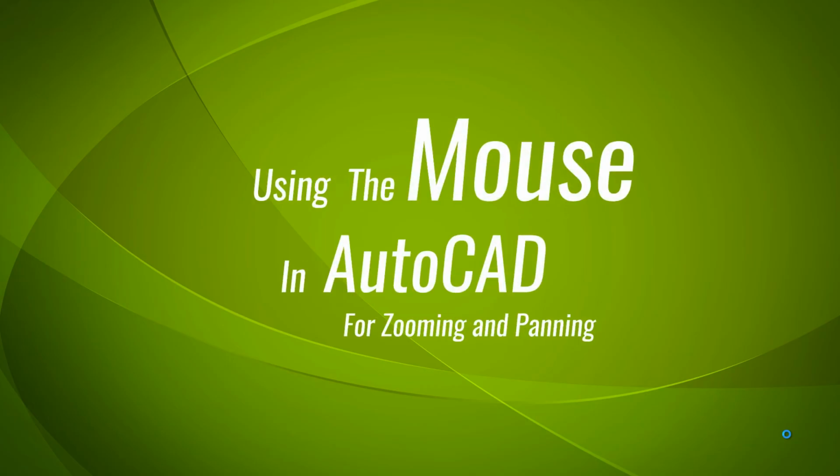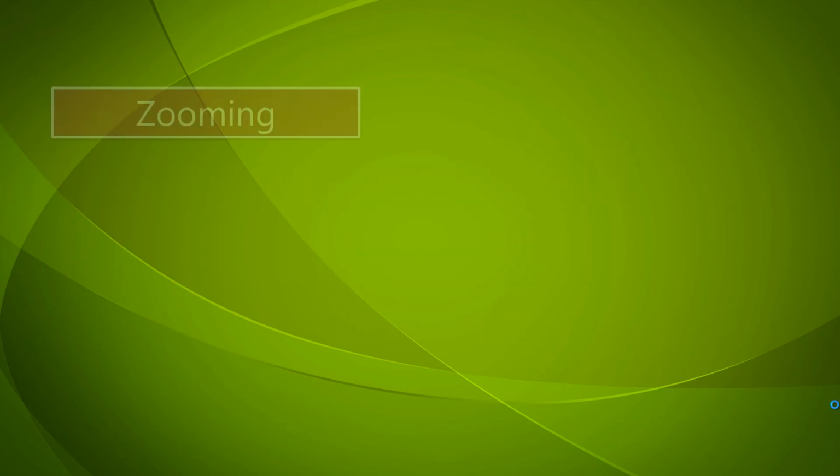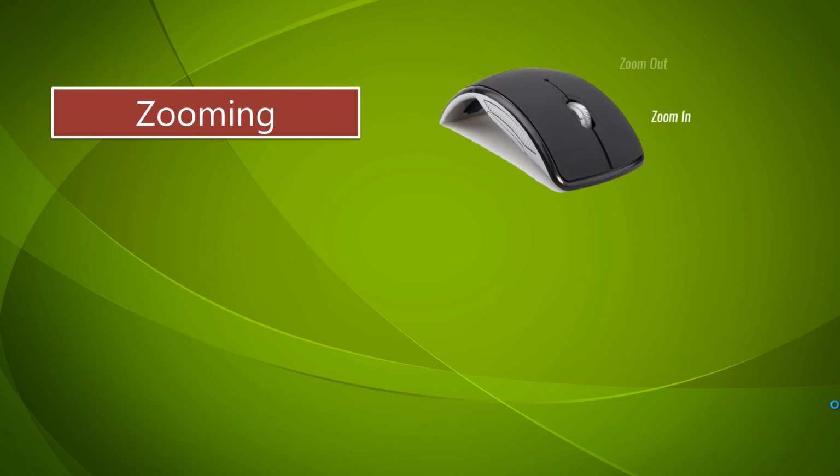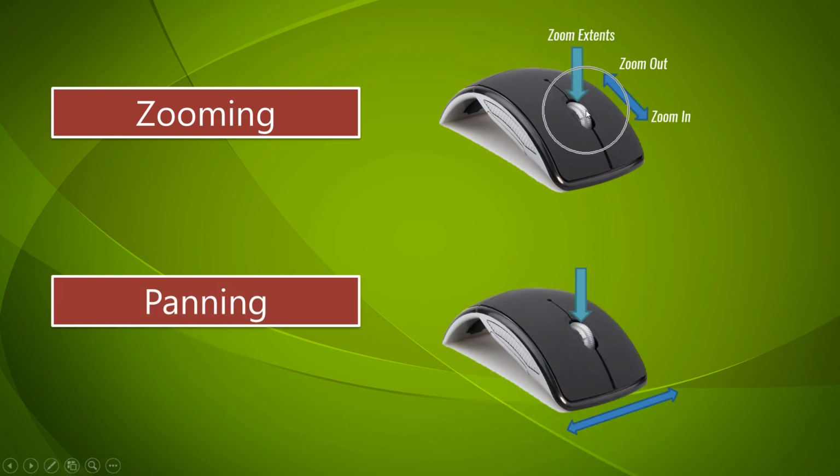Using the mouse in AutoCAD for zooming and panning. Mouse plays a key role for designing in AutoCAD. The main use of the mouse is for zooming. You can zoom in and zoom out by scrolling the mouse scroll button. You can access the Zoom Extents command by double clicking on the mouse scroll button. In order to pan your drawing, you can click your mouse scroll button and drag. This will help you to pan your drawings in your drawing sheet.